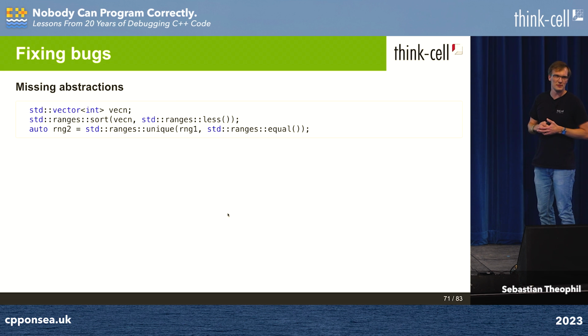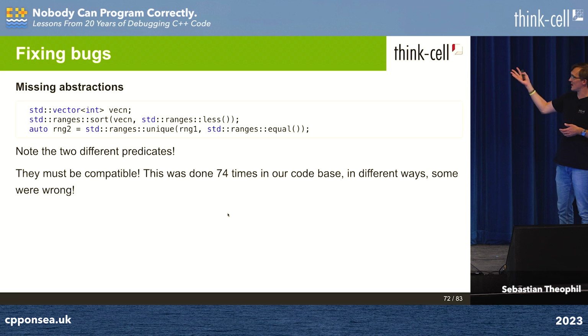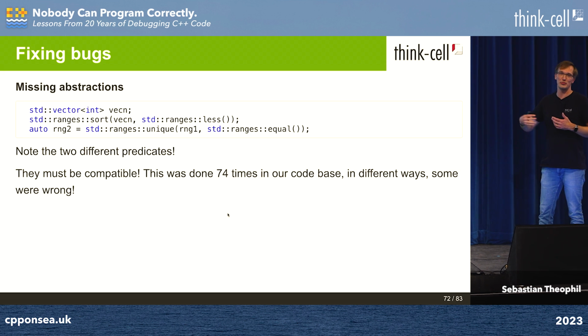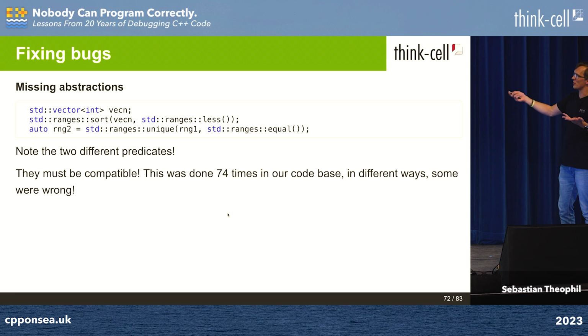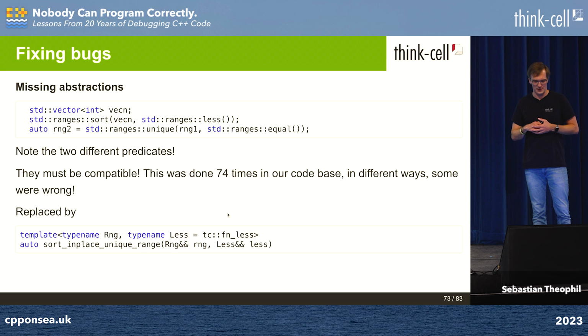Well, they use different predicates. The one uses a less and the other uses an equal, but they have to be compatible, right? Otherwise, the unique elements are not the ones you were looking for. And that's why I said we used this 74 times in our code base, something like that. And of course, in some of those cases, people wrote their own predicates and got it wrong. The equal was not, in fact, equivalent to the less predicate. So we introduced an algorithm that we could use everywhere that just takes one predicate and generates the equal out of the less. And there you go. Those problems were all fixed.